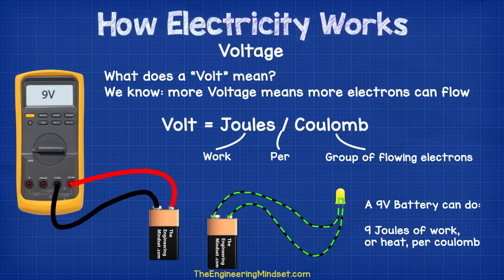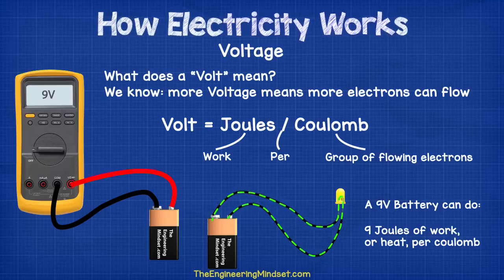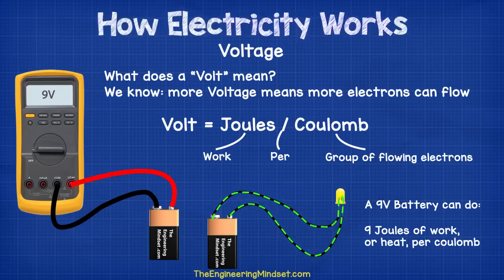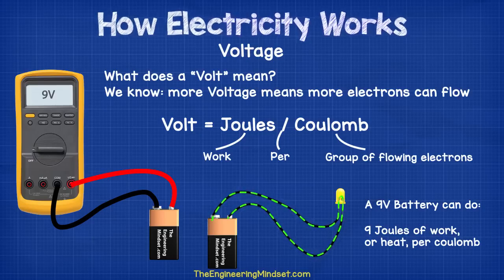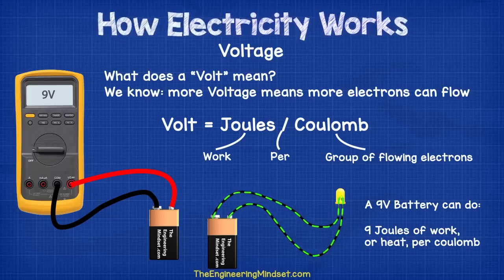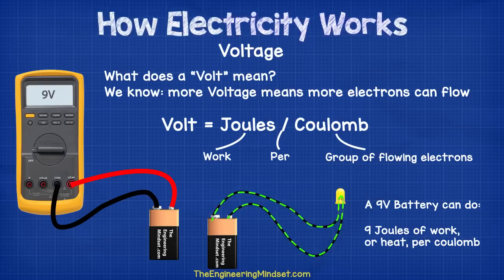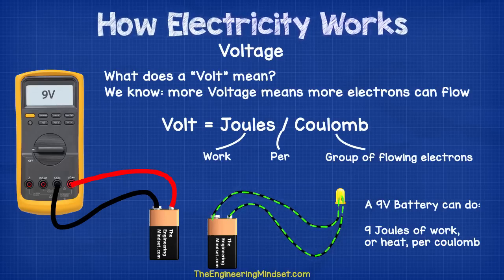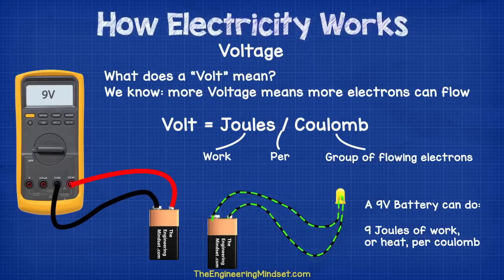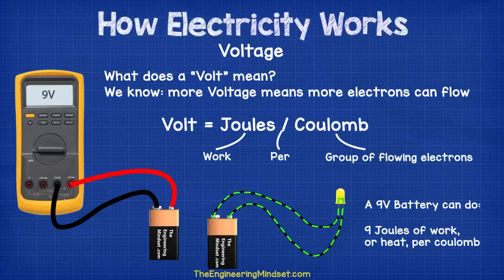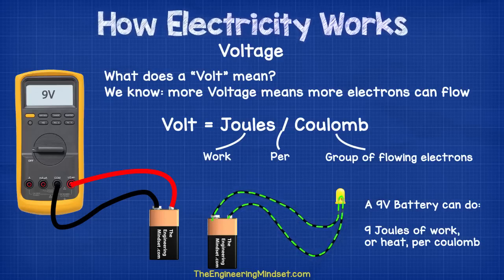So a 9-volt battery can provide 9 joules of energy in the form of work or heat per group of electrons that flow from one side of the battery to the other. In this case, the current of electrons flow from one side of the battery through the LED light bulb, which produces light, and then the electrons flow to the other side of the battery. Therefore, 9 joules of light and heat is produced by the light bulb.